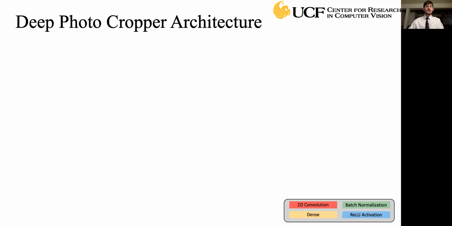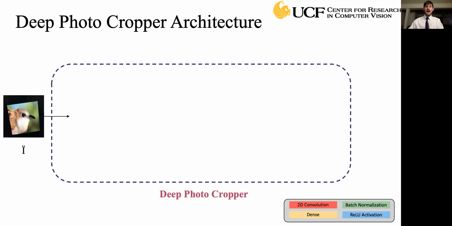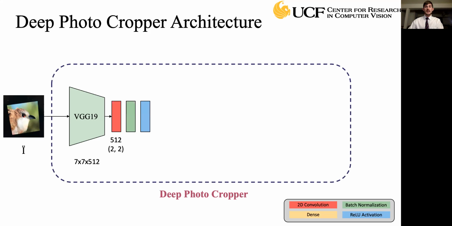For our networks, we use red to represent 2D convolution layers, green to represent batch normalizations, yellow to represent dense layers, and blue to represent rectified linear unit activations, also known as ReLU activations. Our deep image cropper begins by analyzing the input photo with a pre-trained VGG19 model to obtain 512 7x7 feature maps. We then apply a 2D convolution with 512 2x2 kernels, followed by a batch normalization and a ReLU activation.